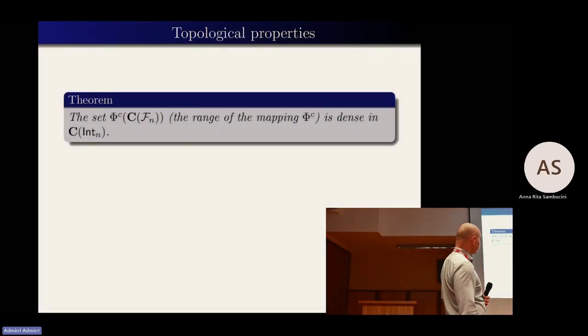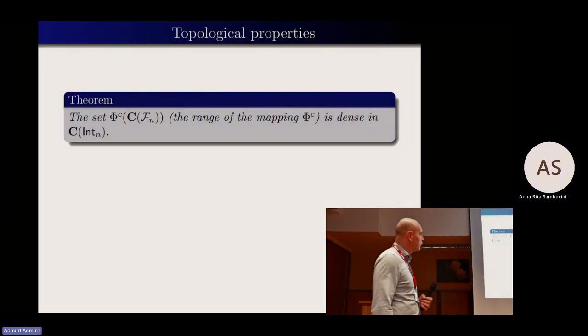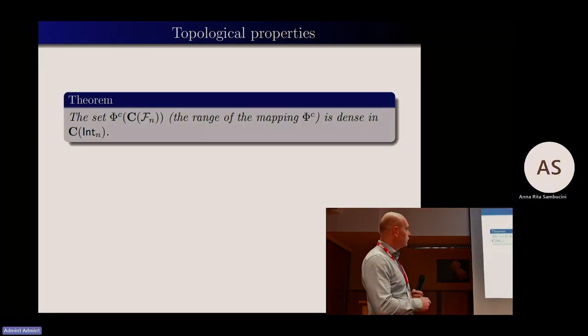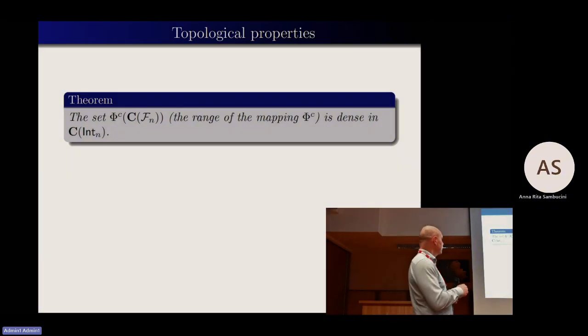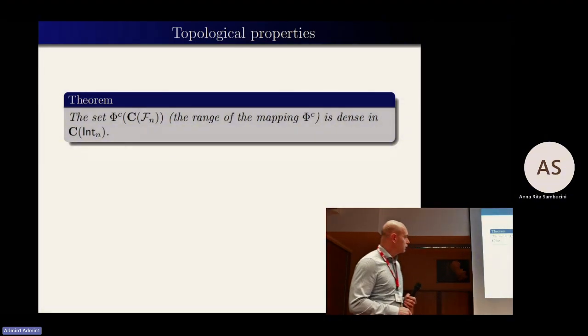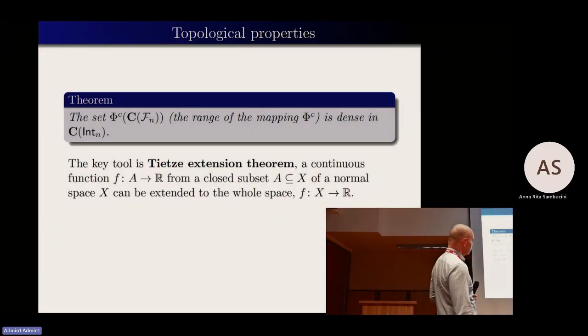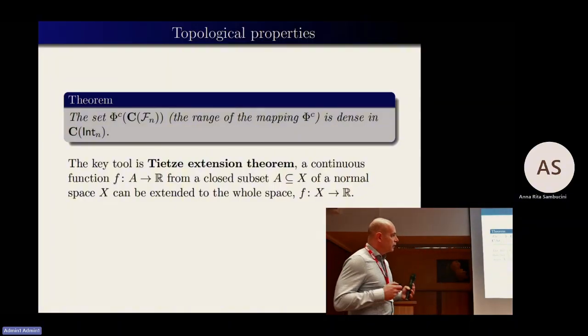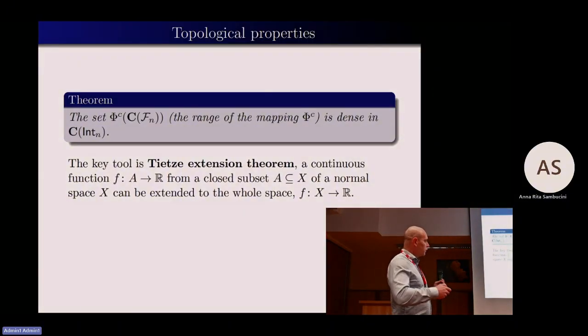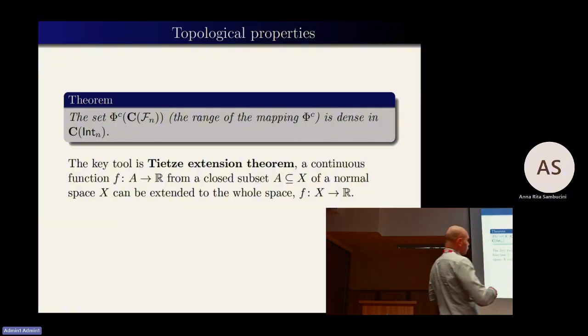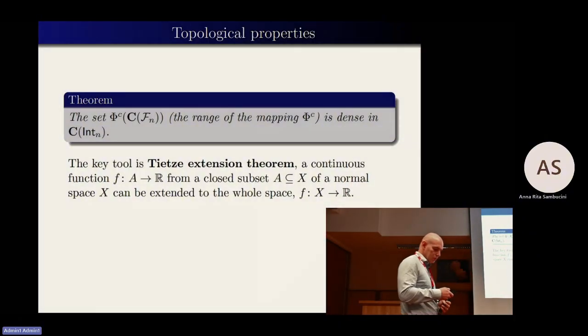One of the good properties is that if we consider the range of this mapping of all continuous functions, then this set is dense in the class of all intermediate functions. And the key tool to prove this theorem was the so-called Tietze extension theorem, which roughly says that any continuous function from a closed subset of a normal space can be extended to the whole space. This is a folklore result in general topology.